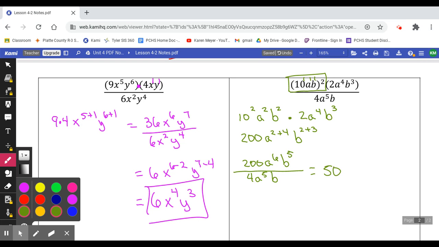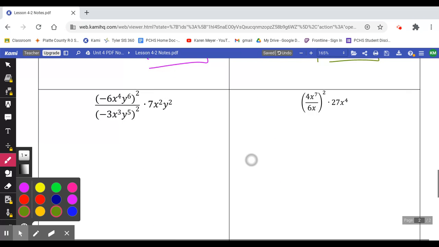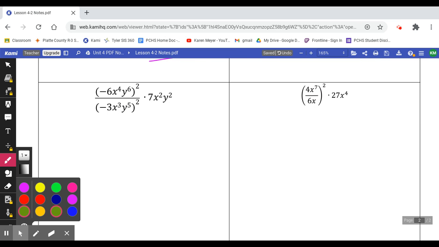And then we're going to subtract our exponents. So A would be 6 minus 5, and B would be 5 minus, don't forget to put the magic little 1 there. So we're looking at 50, A to the first, or A, B to the 4th. Done. Okay, now we're going to make it even more complicated by putting times something off to the side of our fraction.